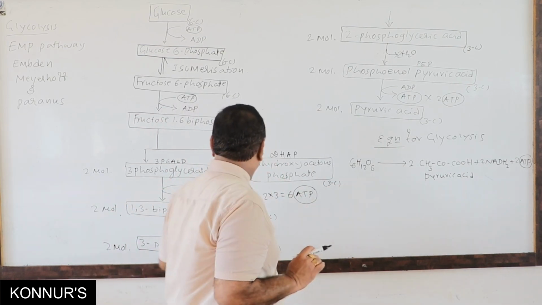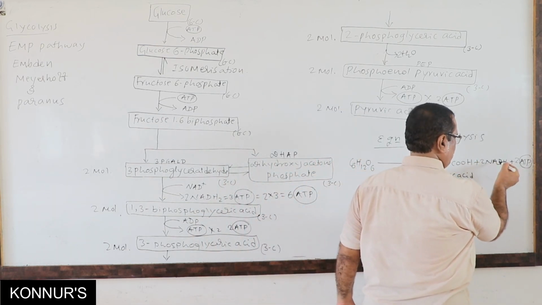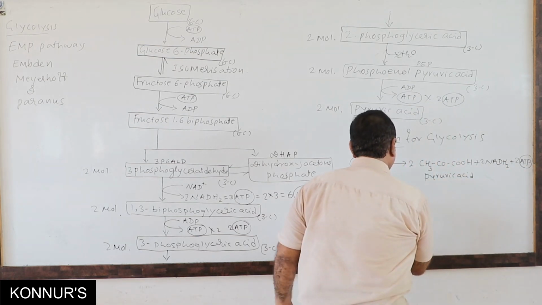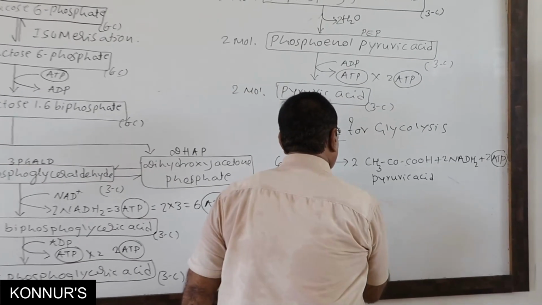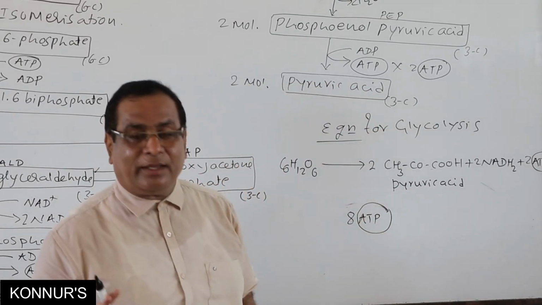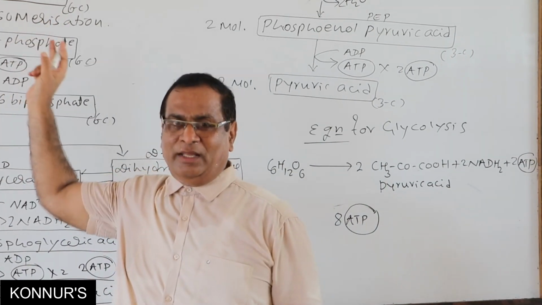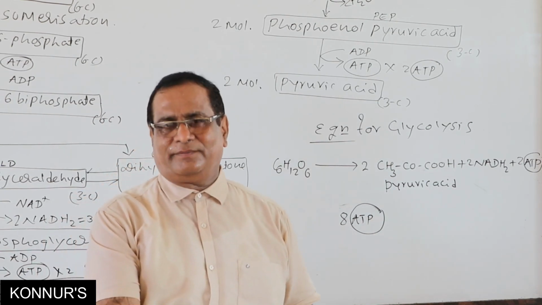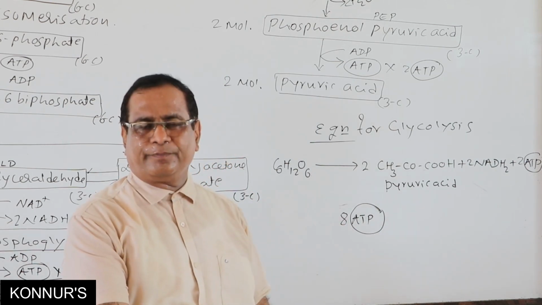Now 1 NADH2 means 3 ATPs. 2 NADH2 means 6 ATPs, and these 2 ATPs. If they ask the net gain of energy in glycolysis, it is 8 ATPs but not 10 ATPs, because 2 ATPs are consumed here. The net gain of energy in glycolysis is 8 ATPs.